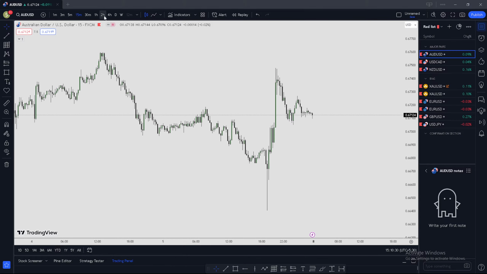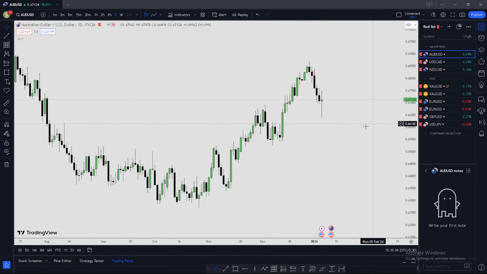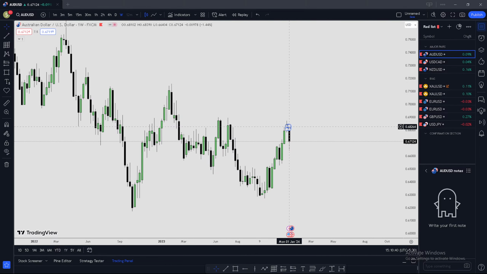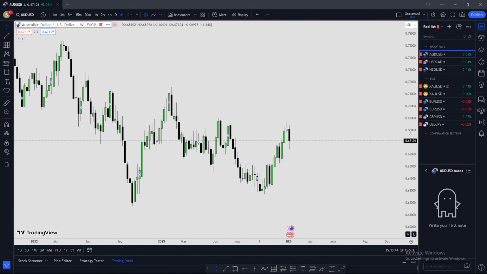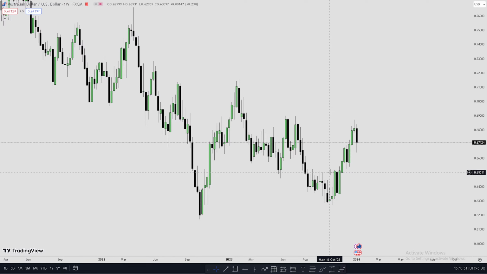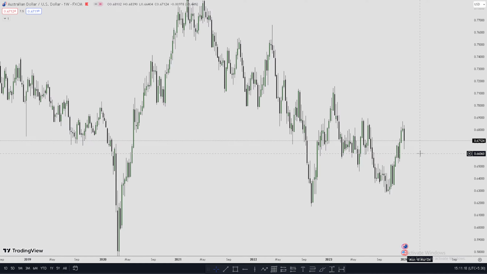Aussie USD. What do we see on Aussie USD? This is the 1 week time frame.